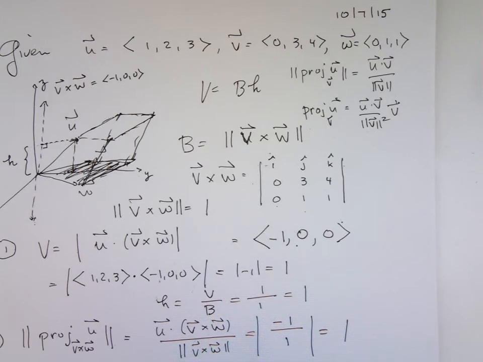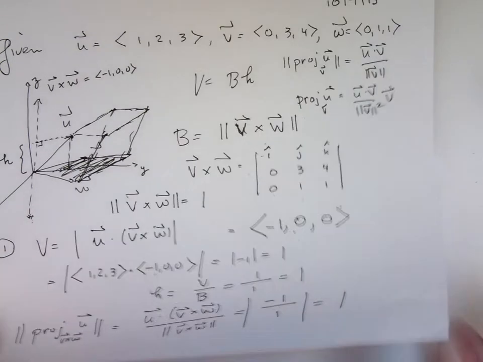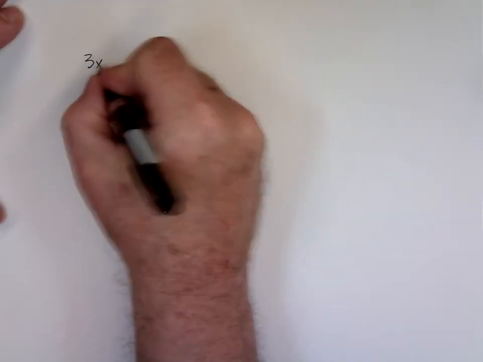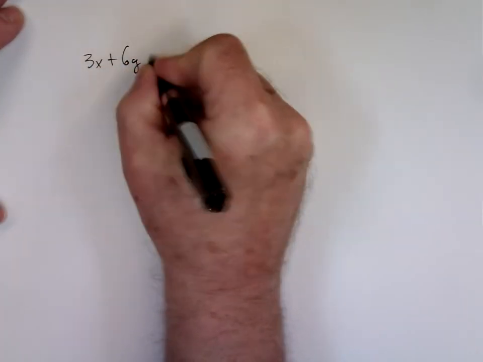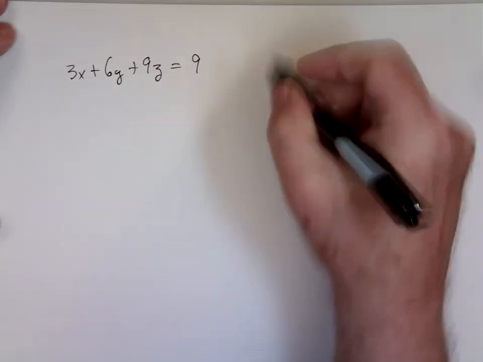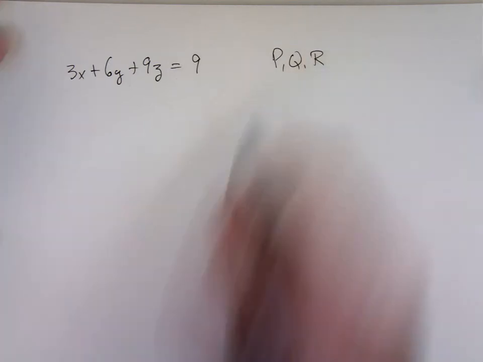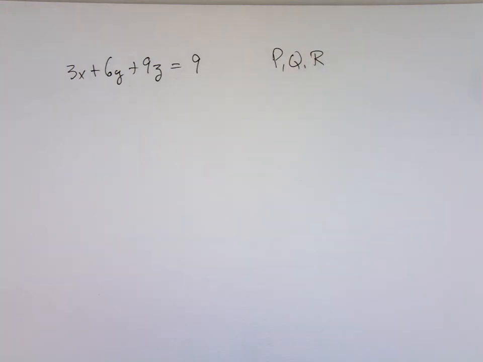Yes? I got a question. Go ahead. Something from the homework. The following plane, 3x plus 6y plus 9z equals 9. And then they want you to find P, Q, R, vectors PQ and PR, and PQ cross PR. Okay. Did we do this one? Yeah, I think we did this one.